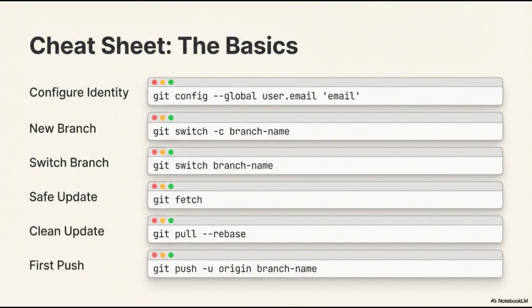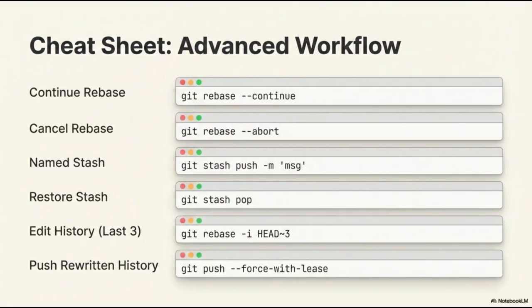This advanced workflow cheat sheet highlights essential Git commands for managing complex tasks. If you encounter conflicts during a rebase, use git rebase --continue once they are resolved to proceed. Should you need to stop the process entirely, git rebase --abort will restore your branch to its state before the rebase began. For temporary storage of work, git stash push -m allows you to save changes with a descriptive message, making them easy to identify later. To reapply those changes and remove them from the stash, use git stash pop.